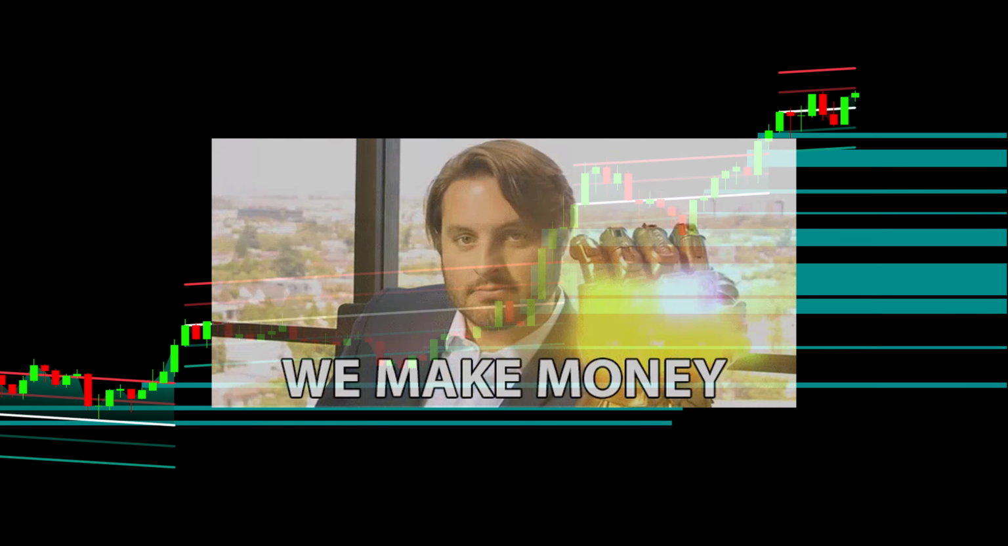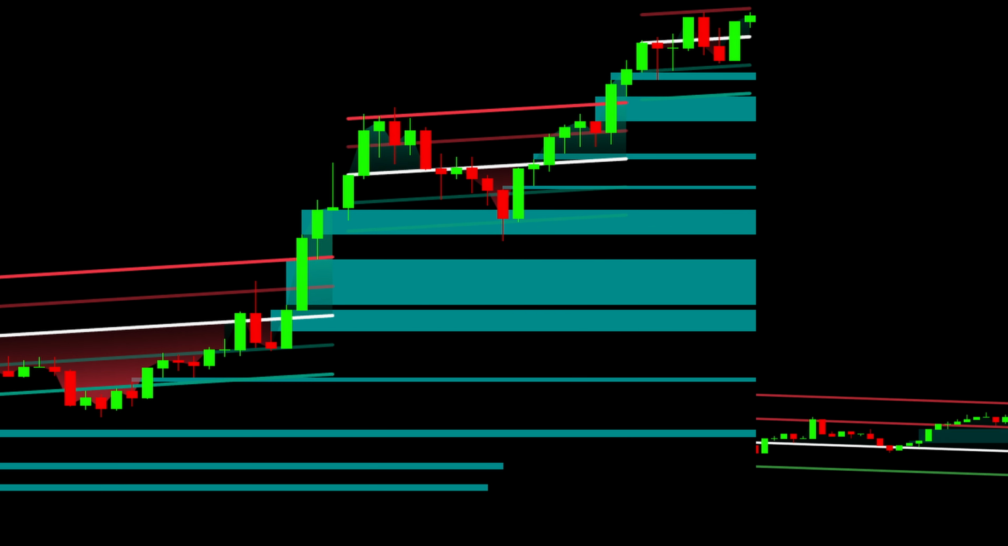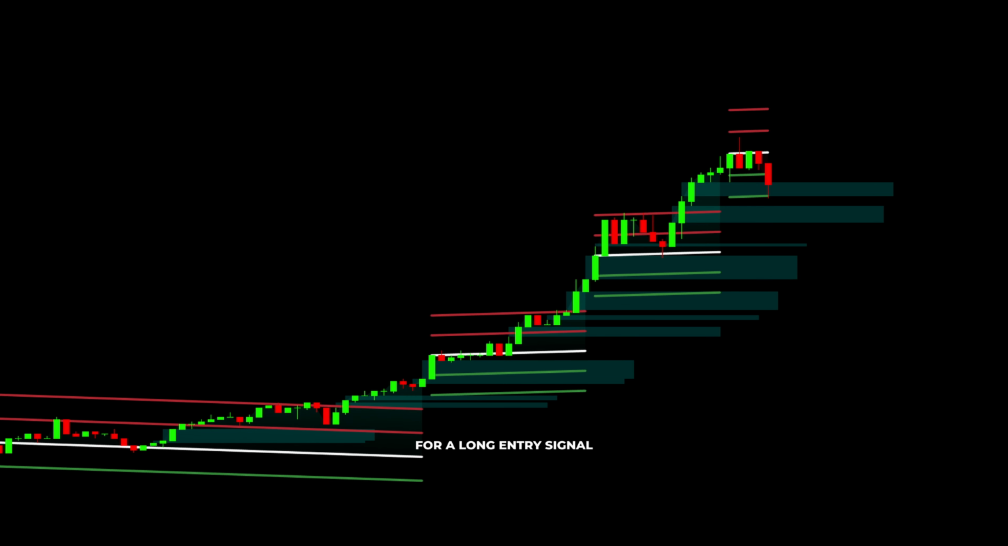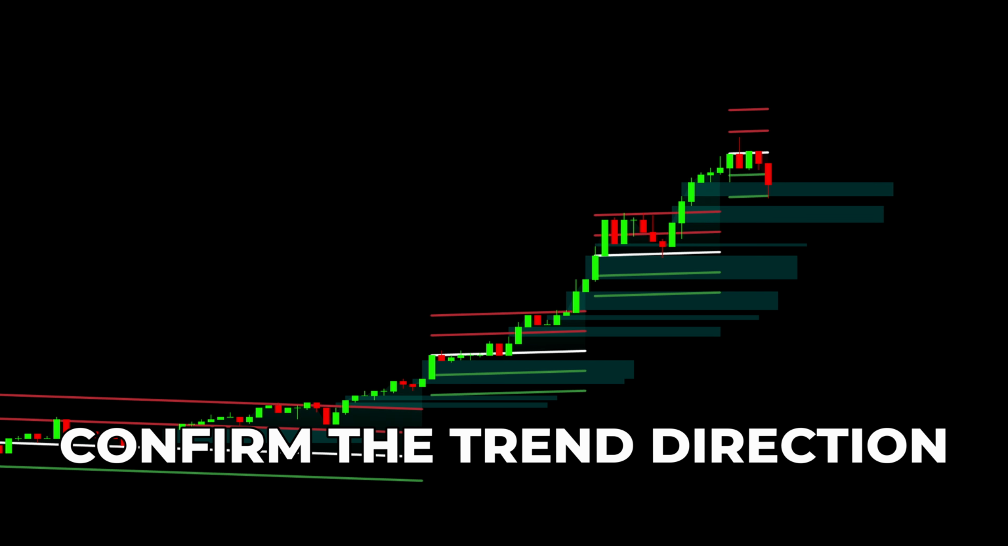Now onto the fun stuff. Let's delve into the trading rules to understand how we can use this strategy profitably. Let's first start with the rules to enter a long trade. For a long entry signal to be valid, two conditions must be met. First, we need to see two predictive channels heading in the same direction, which means the channels must be plotted with the same directional slope to confirm the trend direction.